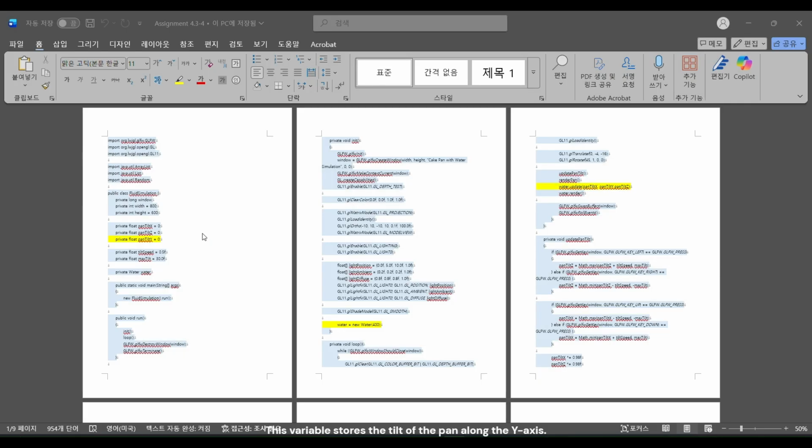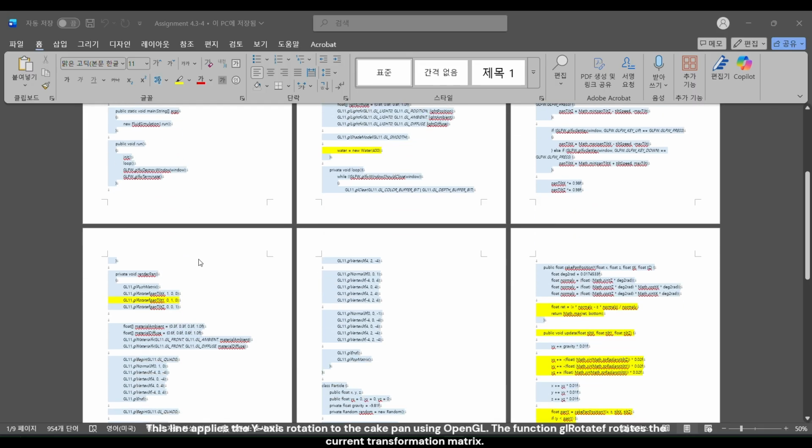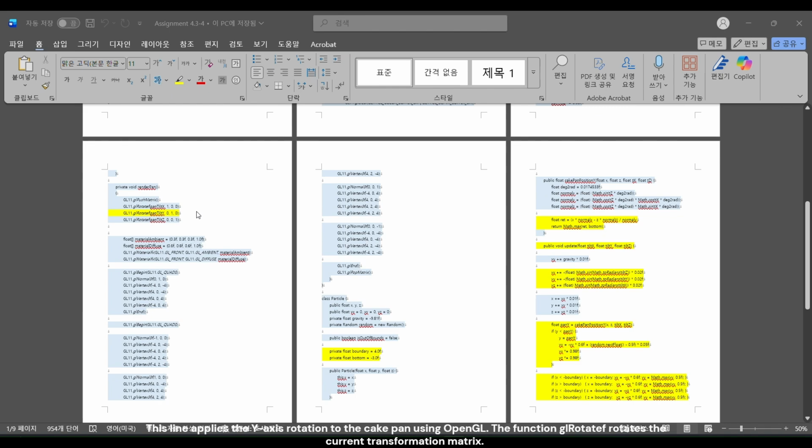This variable stores the tilt of the pan along the y-axis. Previously, the pan only tilted along the x and z-axis, but I added this variable to allow rotation around the y-axis as well. This makes the simulation more flexible and allows the water to react to tilt in 3 dimensions. This line applies the y-axis rotation to the cake pan using OpenGL.